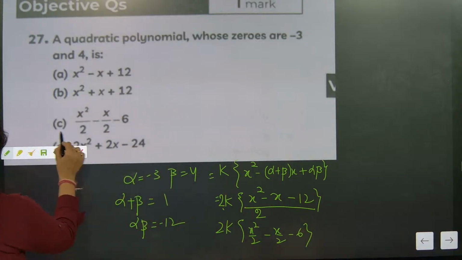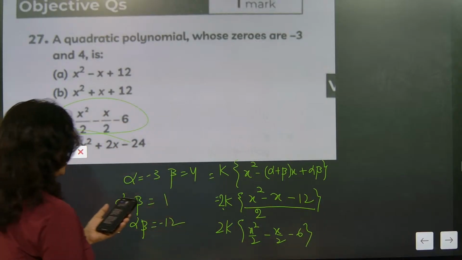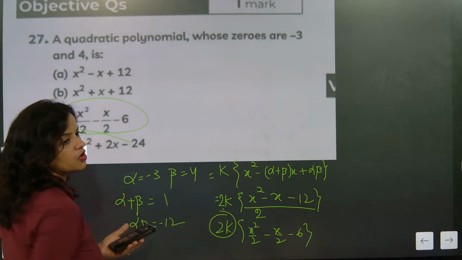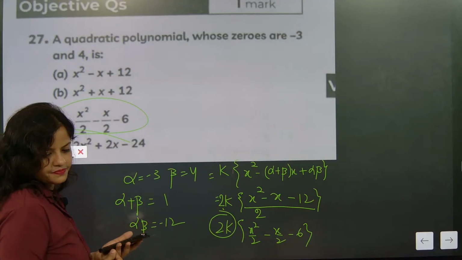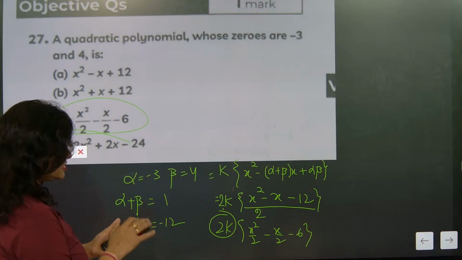So this answer is going to be... So here 2k is coming as constant. So the constant value will change also, no problem. I hope you might have understood. Yes, C is the correct answer.